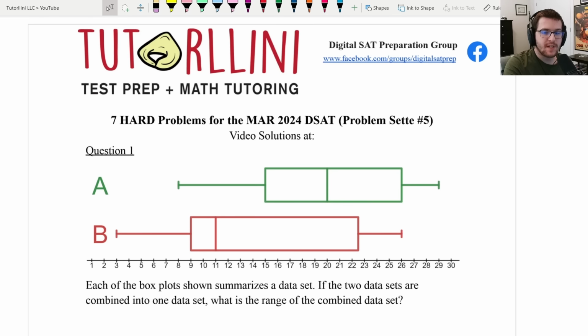Today we'll be going over 7 hard problems for the March 2024 DSAT. Problem Set number 5. The goal of the Problem Set series is to provide an original worksheet of challenging problems right before the test date. This gives students the opportunity to push themselves while also reviewing a variety of topics.